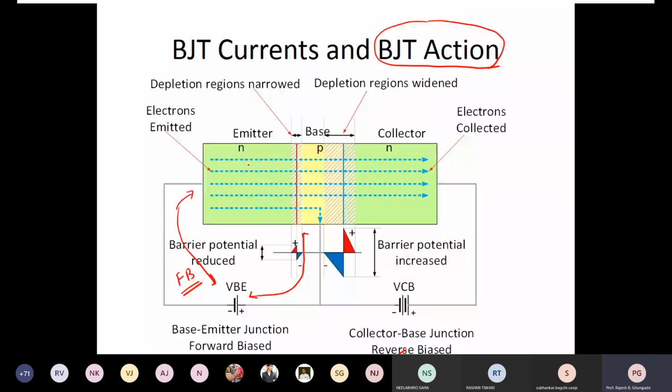So as I said, the base emitter is forward biased. Means what is going to happen? The width of the depletion region will reduce. That is all right. We already know if I increase the bias in such a manner, the depletion region will collapse. And then what will happen?